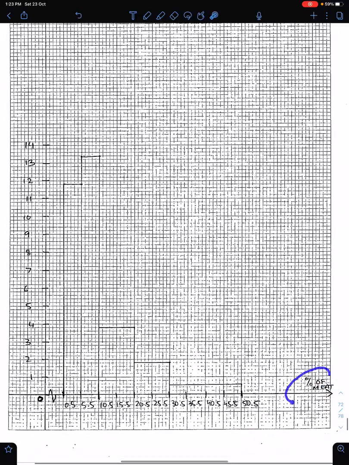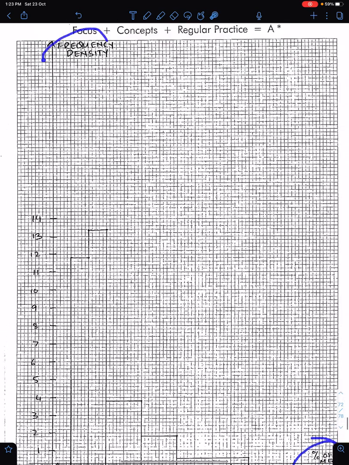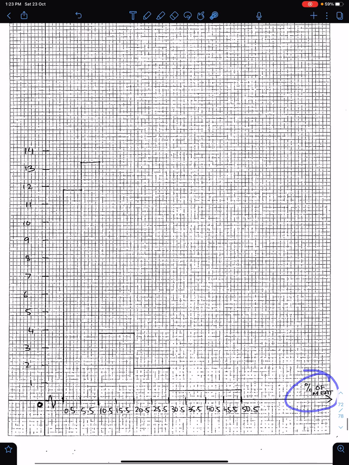And this is the histogram. Label both the axes. Here, frequency density, and this is the histogram of the data.